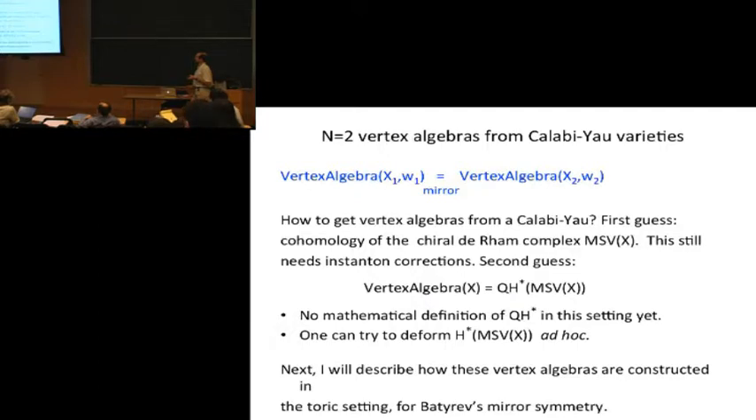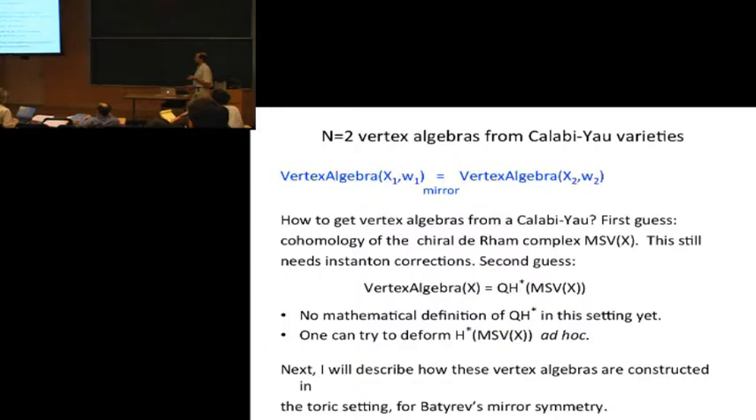Now, what one can try to do, though, is, all right, you don't have quantum cohomology, so let's try to deform the cohomology of the Chiral de Rham complex ad hoc. Just calculate it and then see if it deforms nicely. It's actually been done for quantum cohomology at some point as well. So it's a reasonable approach.